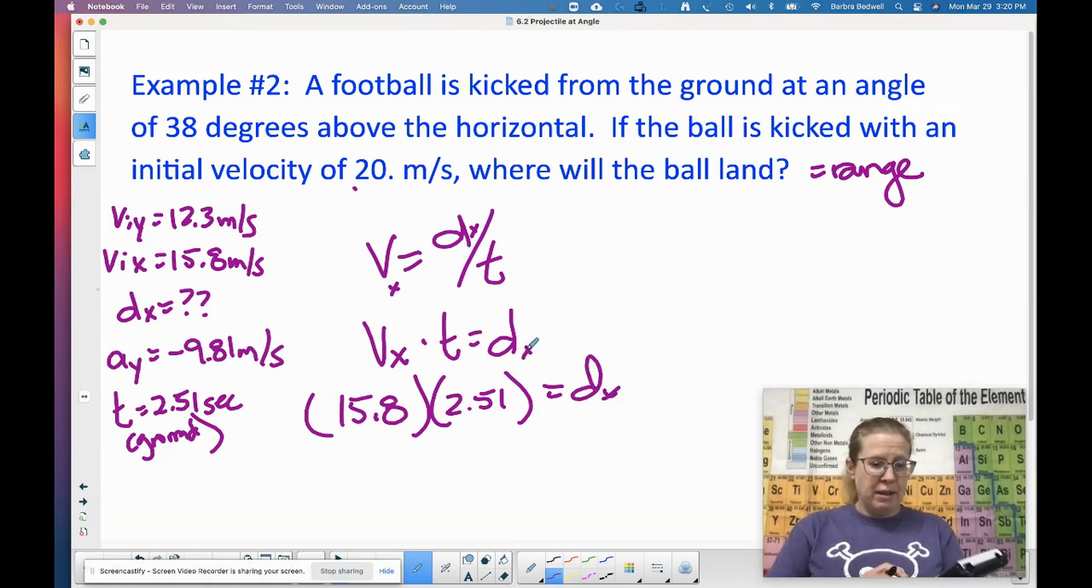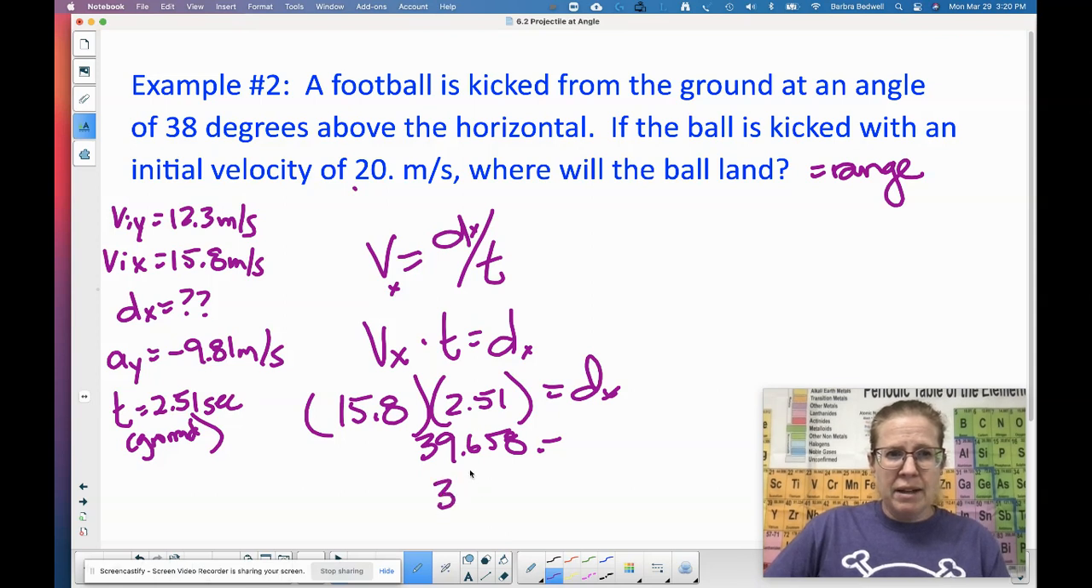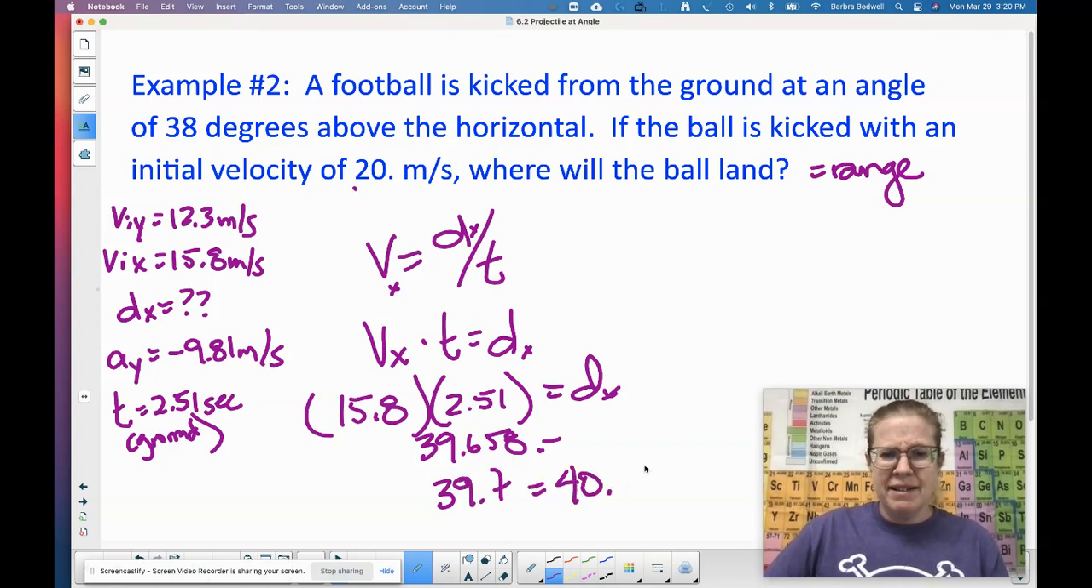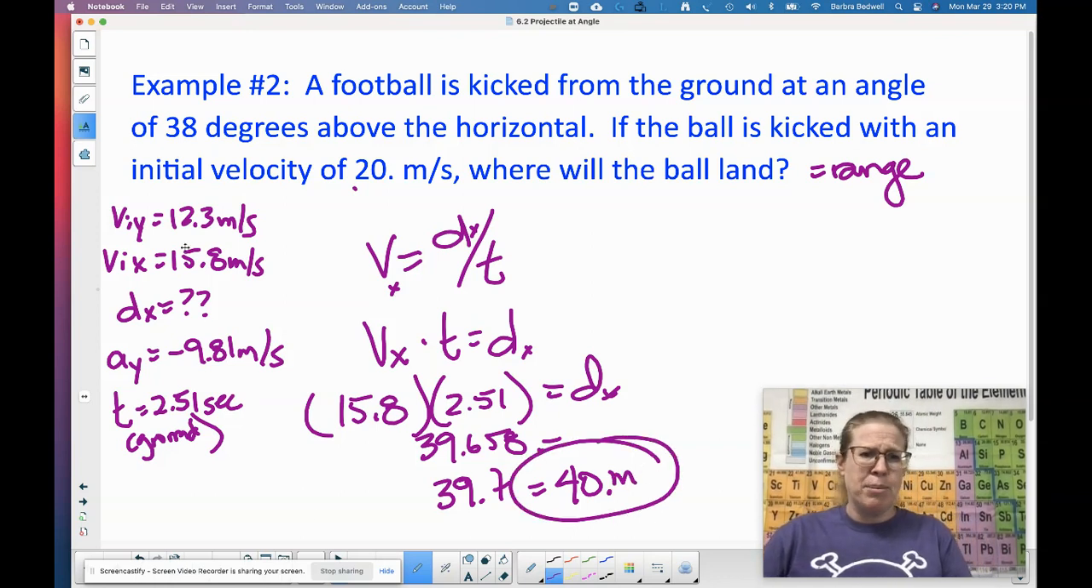So 15.8 times 2.51 gives us a final distance equal to 39.658. Well, we only have two sig figs. I guess that's 40, huh? 39.7, aka 40 meters would be what it is. So with two sig figs, if we're going to go that direction. I've got three sig figs in my problem, so my apologies for being inconsistent on there. So there you go. That's where it's going to land, 40 meters away.